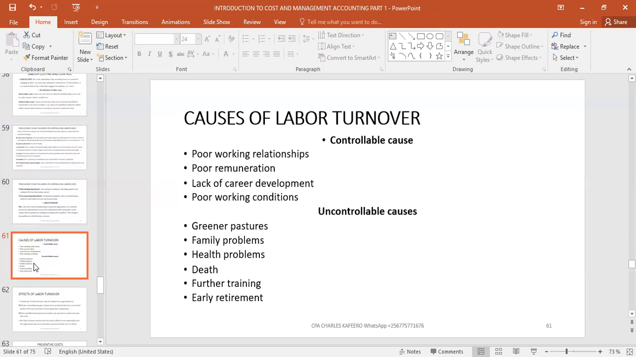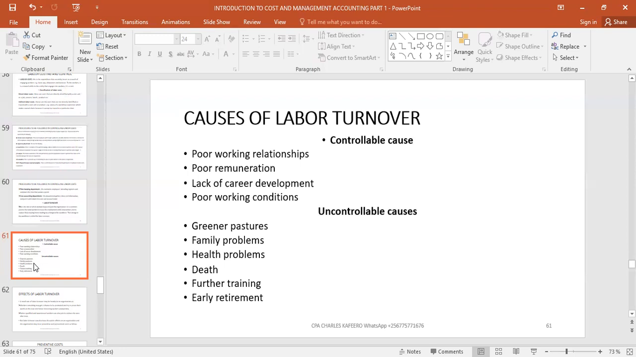But we are saying these causes are controllable to the extent that you can prevent that person from leaving. You talk to the person, and if the person says there is no career growth or development, that you don't promote people, you don't even motivate them, then you try to provide some motivation. It can be benefits in kind, or you give them study packages and others. In that sense, those causes can be controlled by the management.